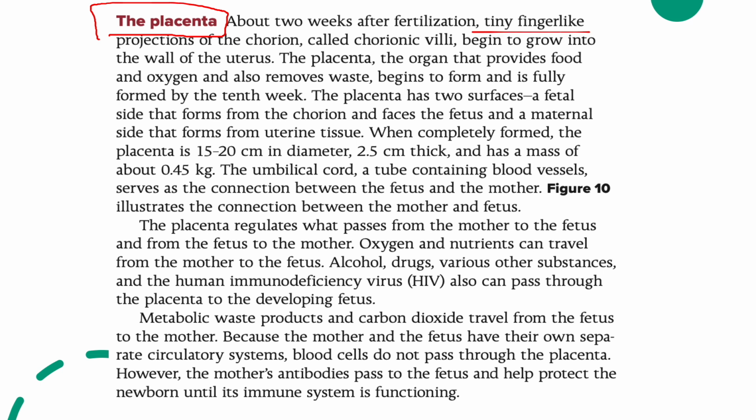Tiny finger-like projections called chorionic villi start to grow in the wall of the uterus and result in the formation of the placenta. This provides food and oxygen. So nutrients and oxygen are given to the fetus. On the other hand, the metabolic wastes and carbon dioxide are removed out of the body.